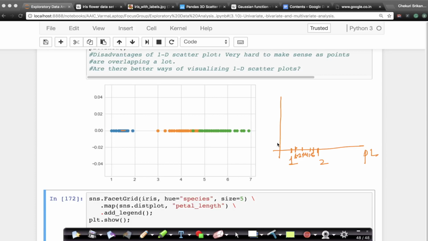And what I'm saying here, my x-axis remains the same. So I'll say how many points exist between 1 and 1.2. Let's assume there are 2 points that exist between 1 and 1.2.